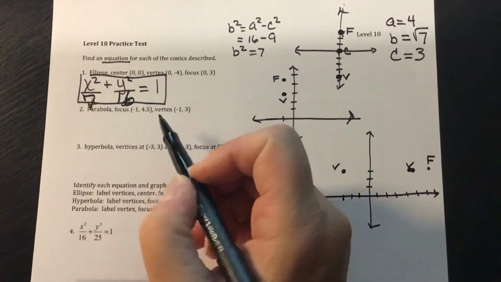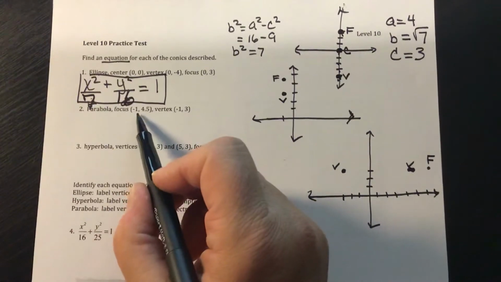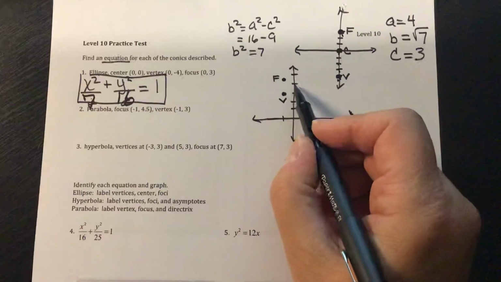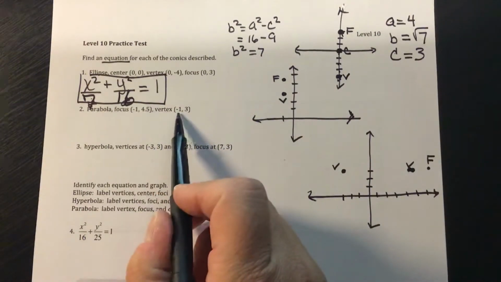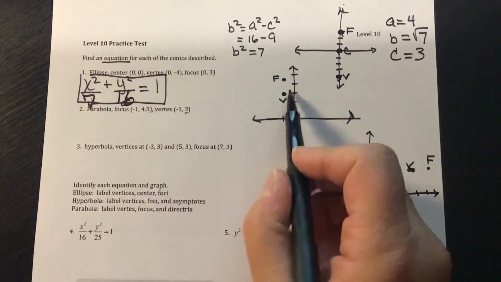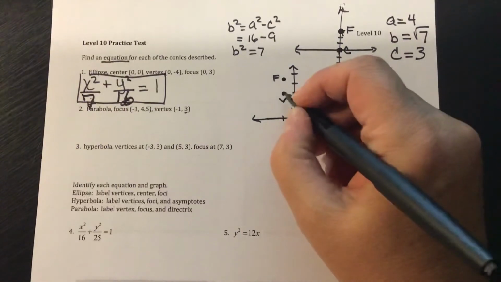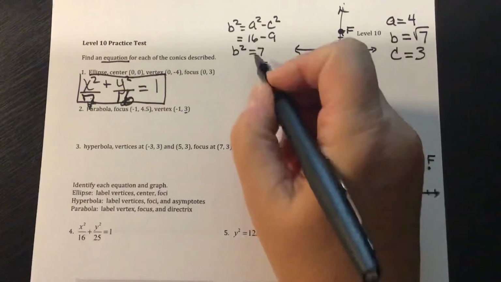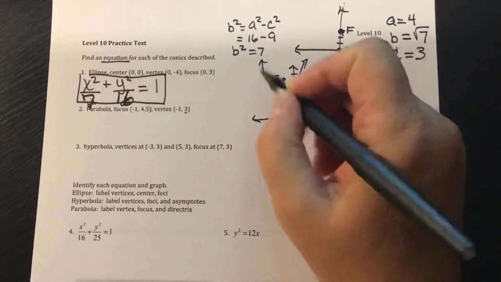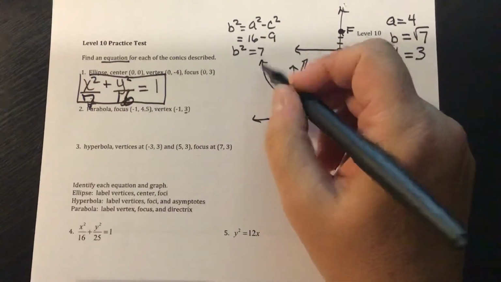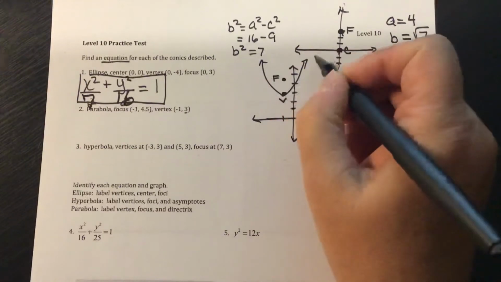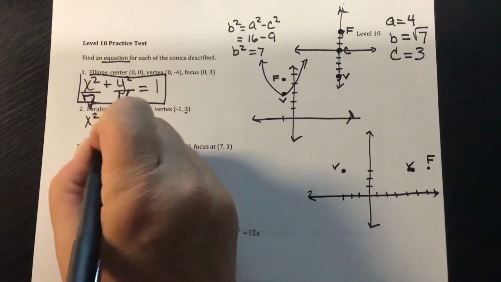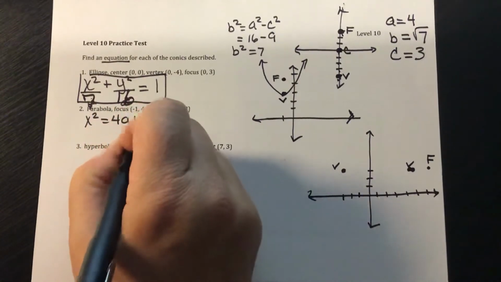Number 2 is a parabola. My focus is at -1, up 4.5, halfway between 4 and 5. And my vertex is -1, up 3. I know that the focus has to be inside of the parabola, so it's going to open up. And just like in a quadratic equation, we have an x squared. So I'm going to go off the basic formula, x squared equals 4ay.